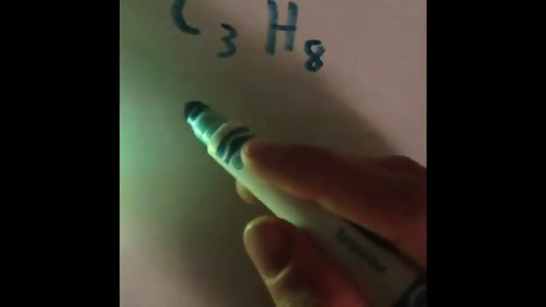Now the first step to creating the structure is determining how many valence electrons are in carbon and how many valence electrons are in hydrogen. So if we check our periodic table, we will see that carbon has 4 valence electrons. And we'll see that hydrogen has 1 valence electron.